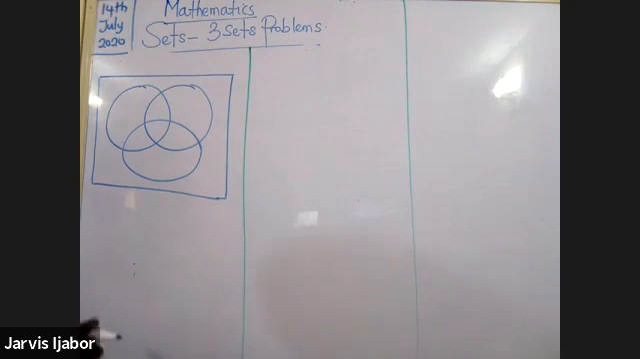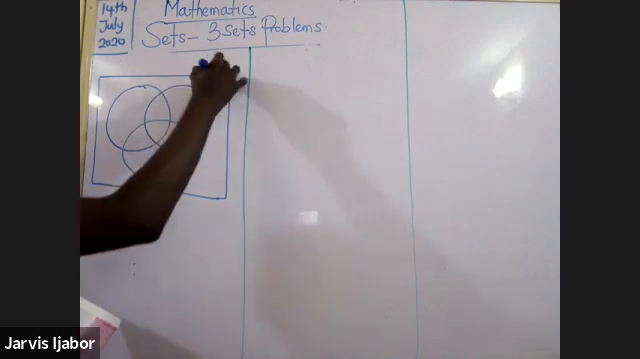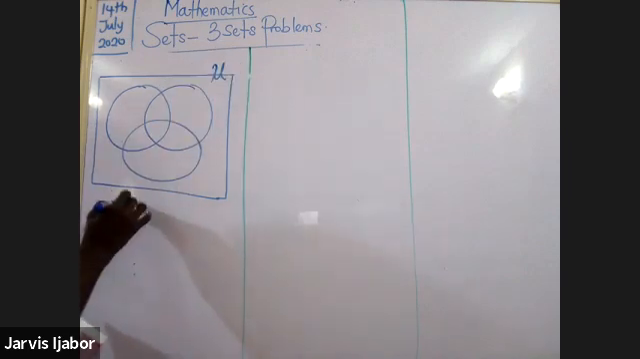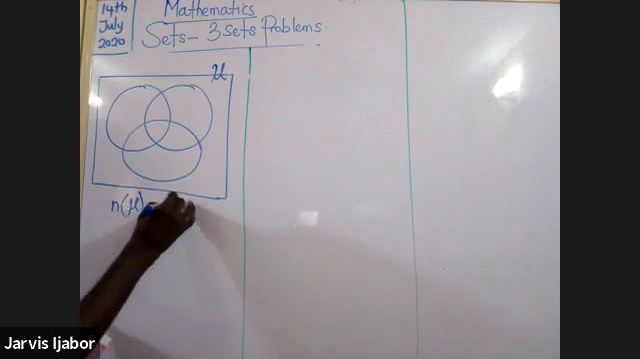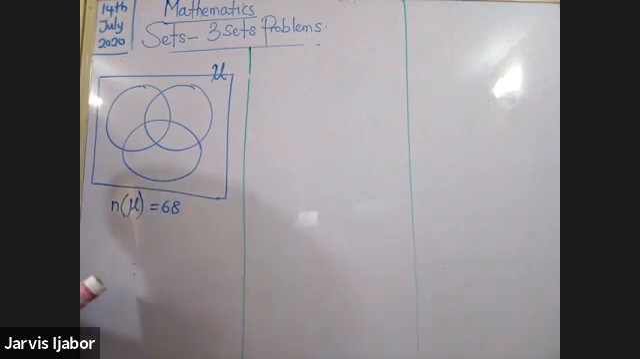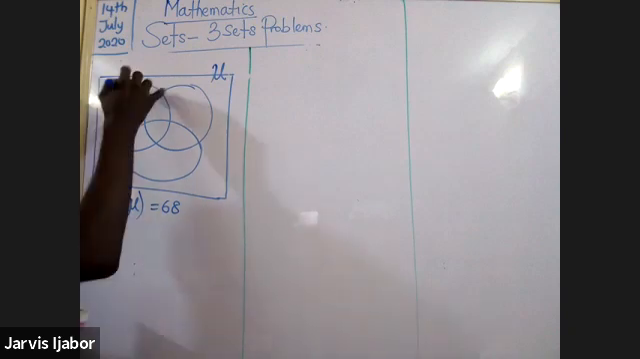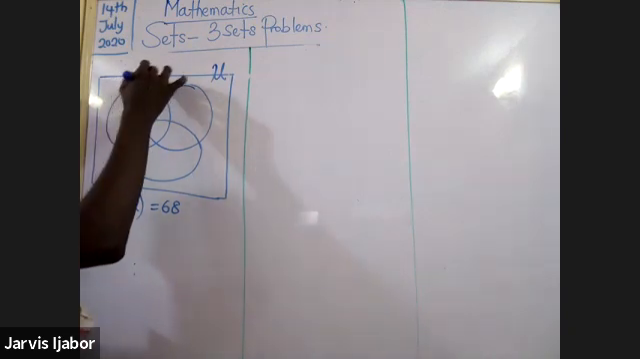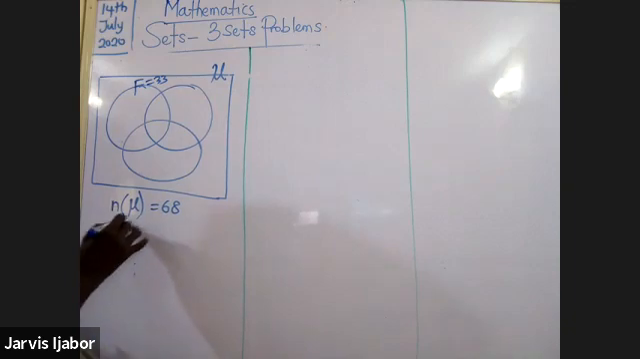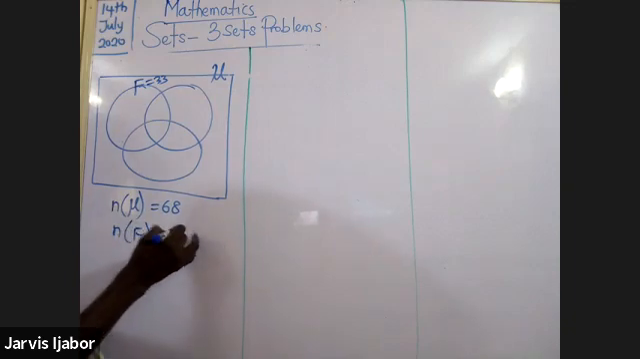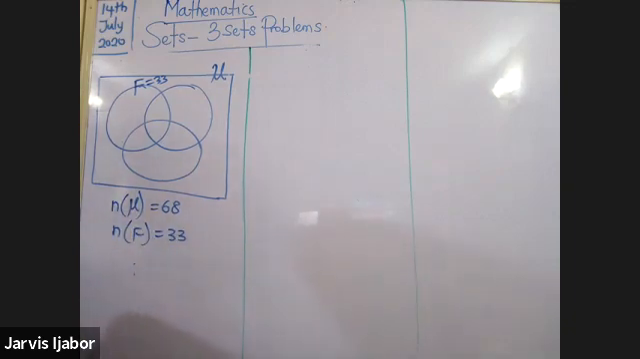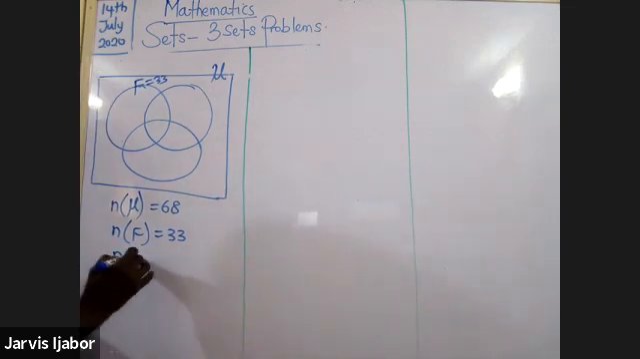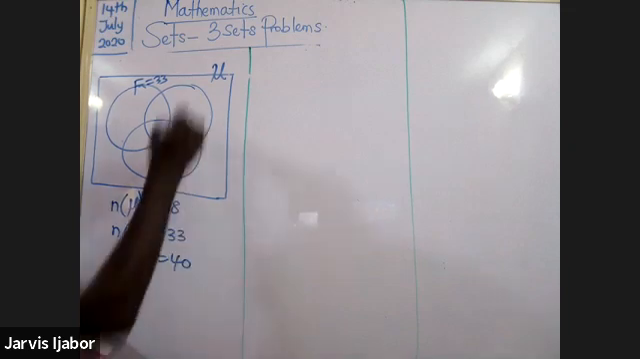All right, now, we are told that a school sports team consists of what? 68 students. That's the universal set. So number of the universal set is what? 68. 33 do field events. So I'll just come here and put F equal to 33. And number of F is what? 33. That's how you answer set questions. As you get information, you put it down.